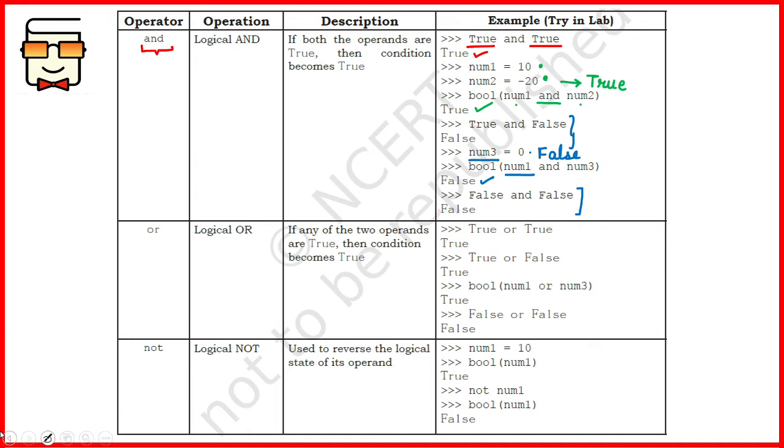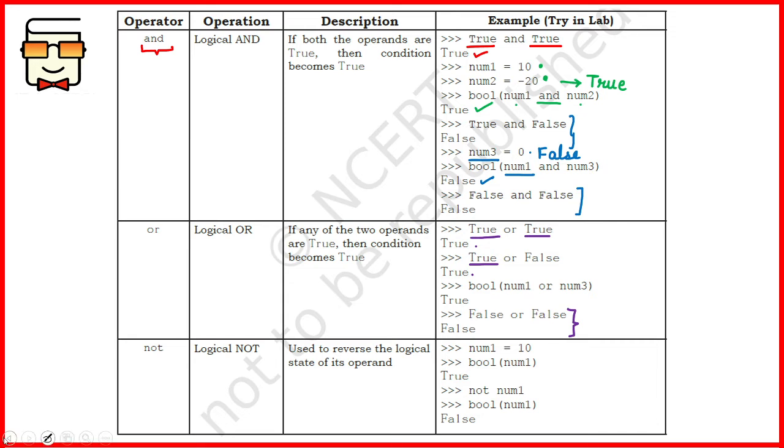Now coming to the logical or operator. Unlike the logical and operator, the logical or operator evaluates to true when any one of the values is true or when both the values are true. So in the case when both the values are true, the answer would be true, and whenever even one of the two values is true, then also the answer would be true. The only case when the answer would be false is when both the values evaluate to false.